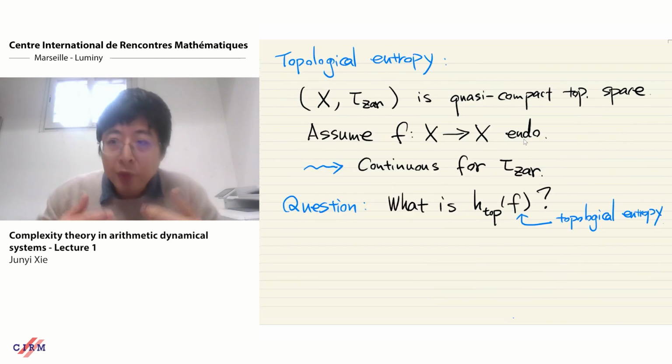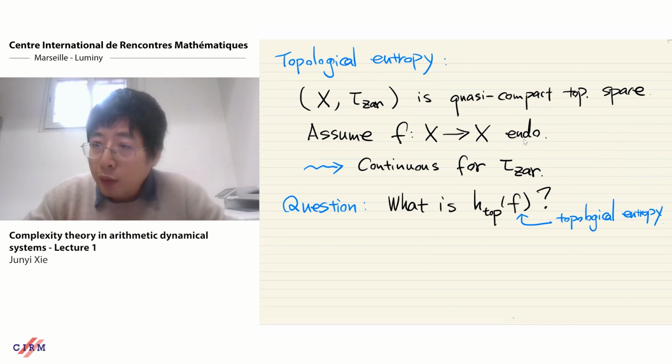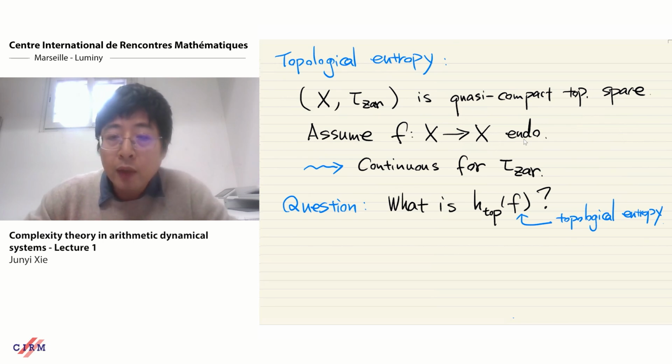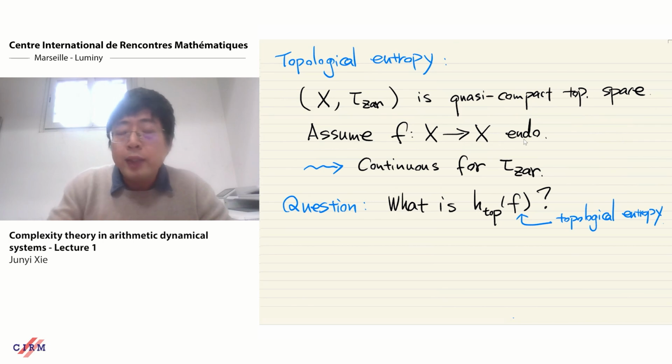So maybe we just go back first to topological dynamical systems. In topological dynamical systems, one of the most important invariants is the entropy, the topological entropy. If you have an arithmetic dynamical system, first you can think of it as a topological dynamical system. So X is a variety and it has the Zariski topology. This makes it a quasi-compact topological space.